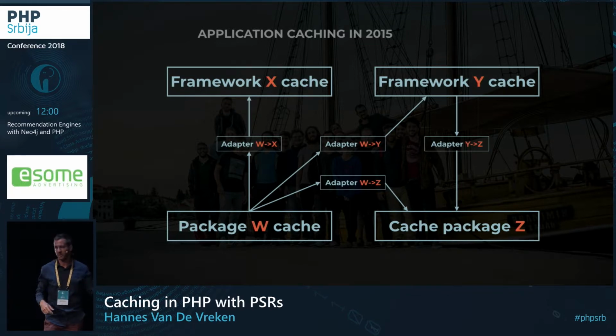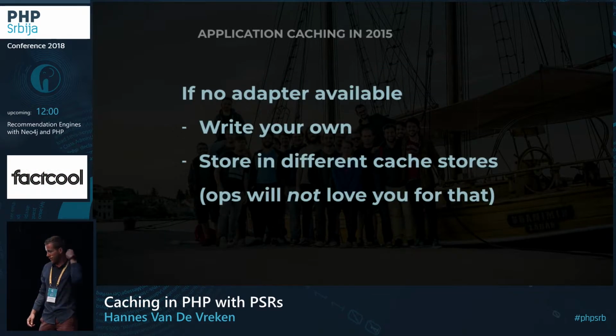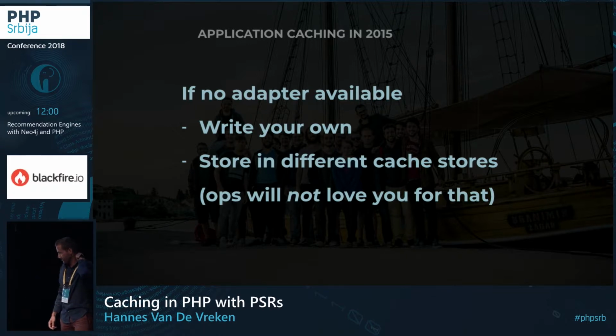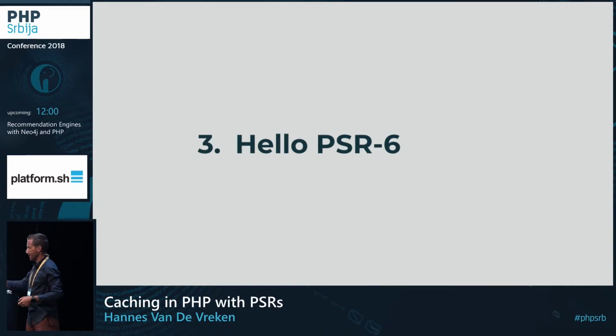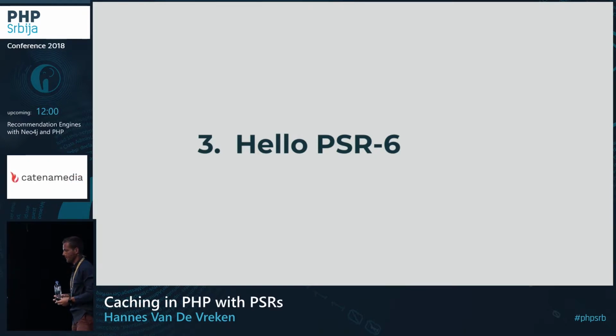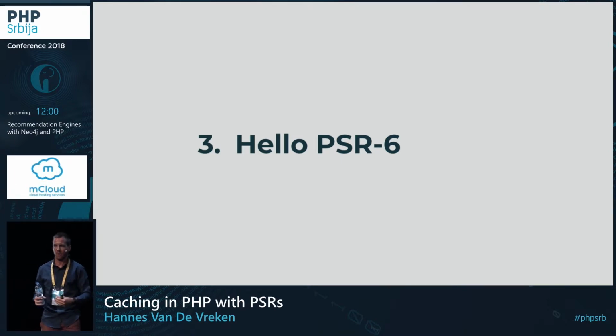So packages is full of these adapters or bridges, if you will. If there's no adapter available, you either have to write your own, or you have to store it in a different cache source. But then the PHP Fig said, well, let's do something about that. There's a couple of people in the PHP Fig, like the people from Doctrine, Symfony, I think Laravel left, and some other people, and they said, well, we might want to find some common ground and make an interface that works for all of us.